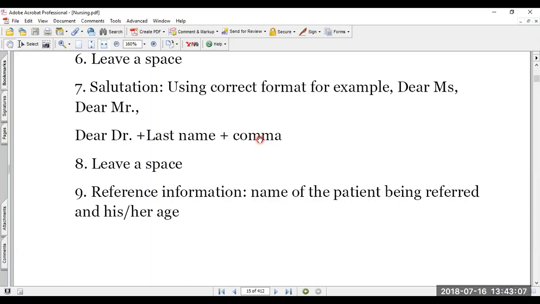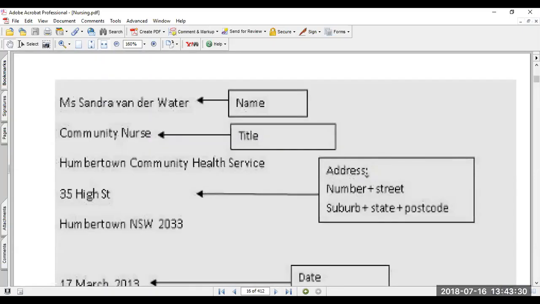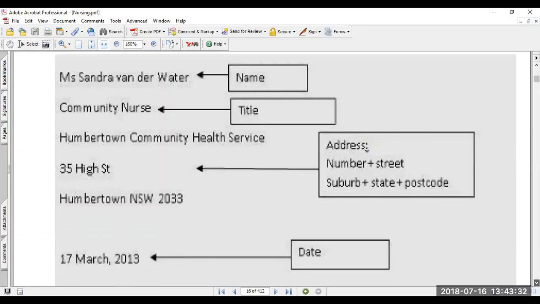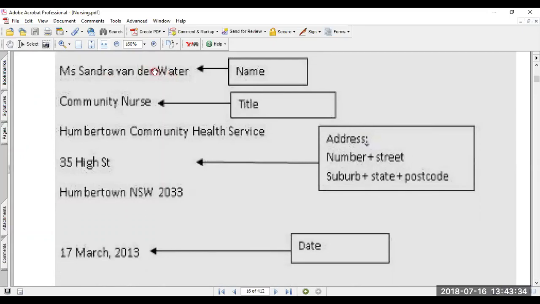Okay? So, very, very clear instructions I have been giving. Make sure when you are writing the address, there are no mistakes in that. After writing the salutation, again you leave one blank space, and then the reference information, the person you are writing the letter for. So this is how your address would look like. The first line would have the name, that is the full name along with the title.